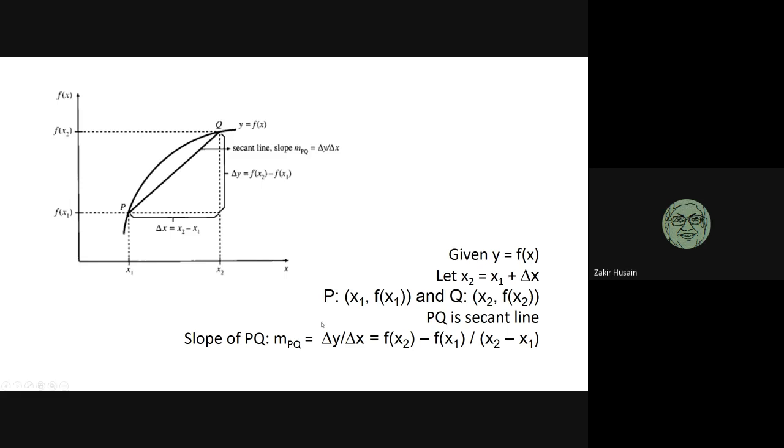The slope of the line PQ is del y divided by del x. We can write this as, what is del y? f(x2) minus f(x1). And what is del x? It is simply x2 minus x1. So the slope of PQ is given by this function.